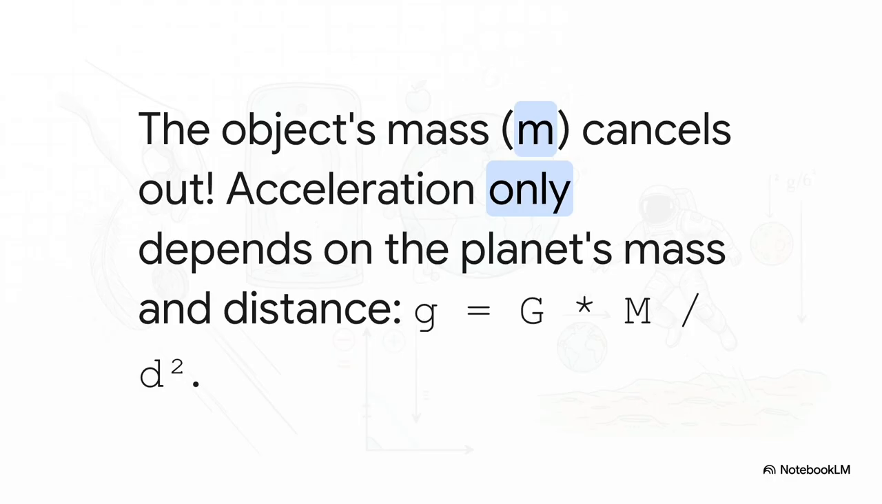So it cancels out. It's gone. This is the mathematical proof of what we saw with the feather and the coin. The acceleration of an object in free fall has nothing to do with its own mass. It only depends on the mass of the planet it's on, m, and how far it is from the center, d. Just amazing.